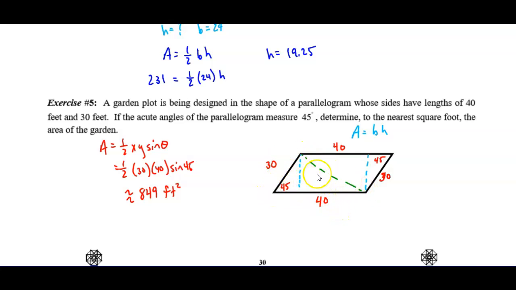Also note, if I had split it the other way, since a diagonal does not bisect an angle in a generic parallelogram, only does that in a rhombus, I would not know how that 45 was split, and then I wouldn't have any angles at all. So that's why I wanted to split it this way, to make sure that that 45-degree angle stayed intact.